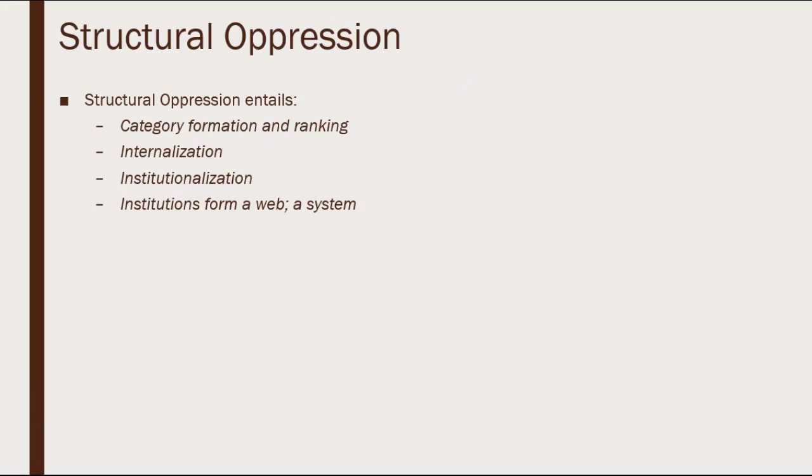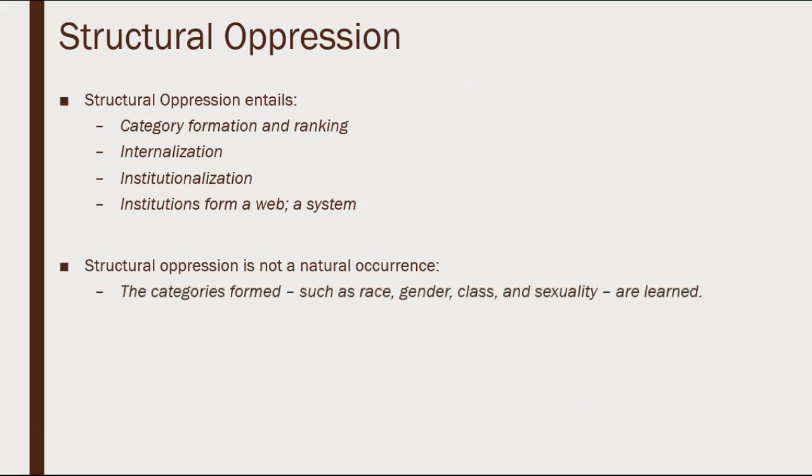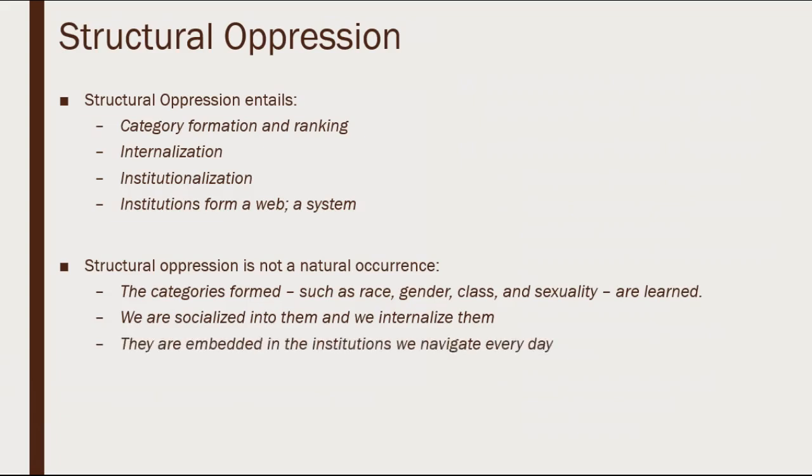And one thing that is very important to remember is that structural oppression is not a natural occurrence. It doesn't just kind of happen. The categories formed, such as race, gender, class, and sexuality, are formed deliberately, and they are learned. We are socialized into them and we internalize them. And they are embedded in the institutions that we navigate every day. And those institutions are linked. They form a system.